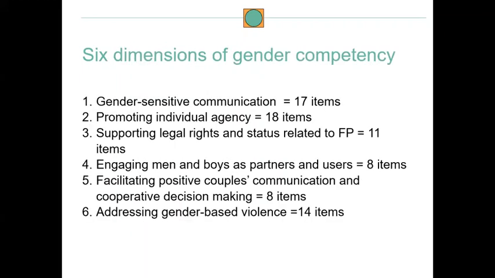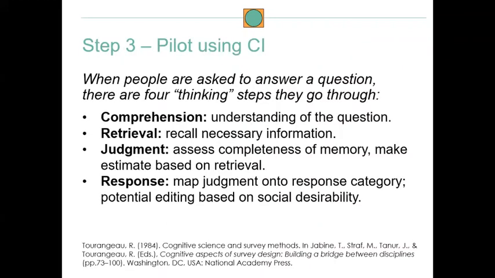So after all of this work, we ended up with a draft tool that had 76 items across the 6 domains, and which ranged in length from 8 to 17 items across each of the modules. Our method for piloting was very specific.